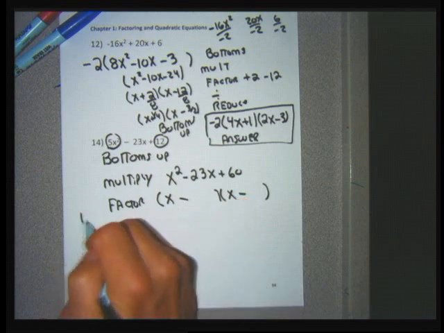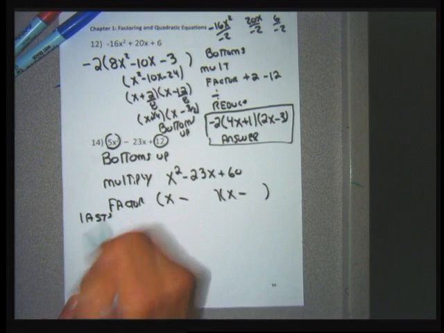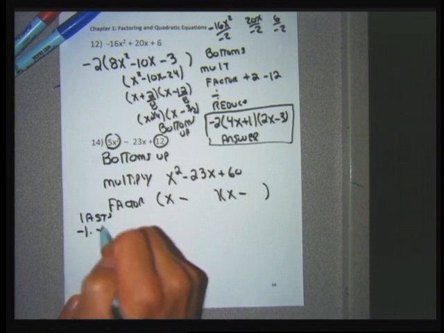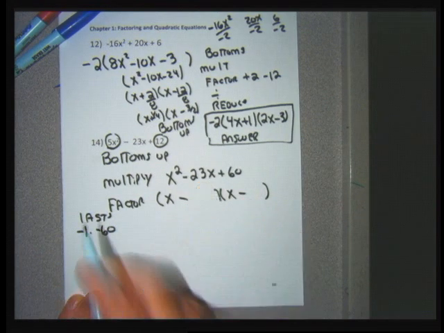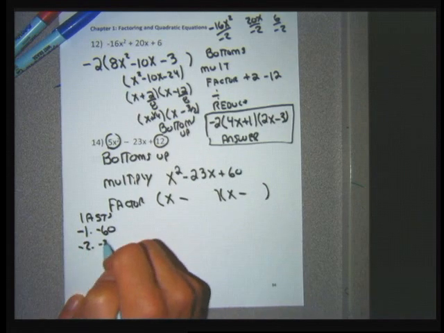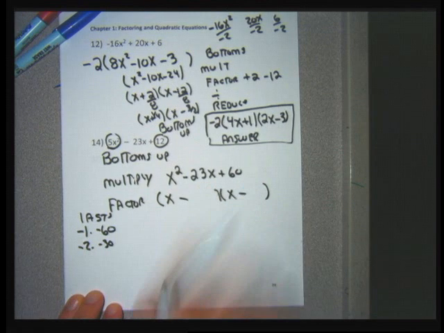So to hunt out my lasts, I'm going to start making a table. I'm going to go minus 1 times minus 60. I don't see a minus 23 there. I'm not going to go further with that. A minus 2 times minus 30. I don't see a 23 there either.